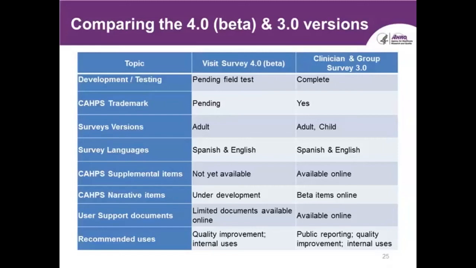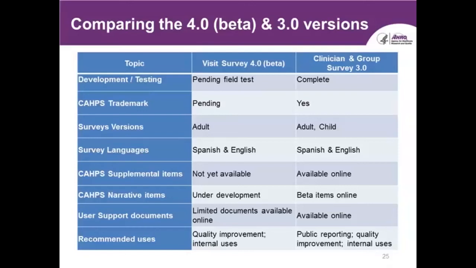For high-stakes use, it may be important to use the trademark 3.0 version. However, if your goal is internal quality improvement as your practice explores best ways to deliver telehealth, the 4.0 beta version may be preferable. At this time, there is only an adult version of the Visit 4.0 survey. A child survey version is under development, but in the early stages.